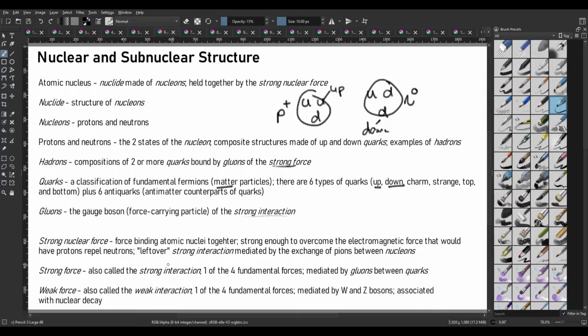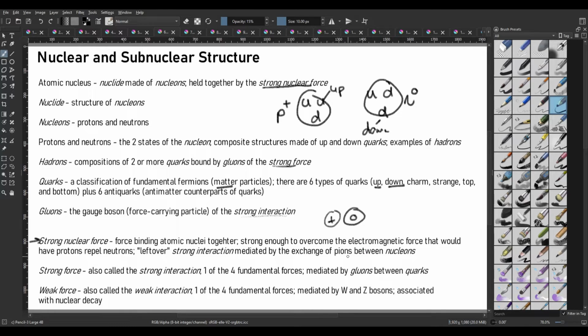But first thing we need to talk about is the strong nuclear force, which is what holds together, remember, the atomic nucleus up here. It's going to be the force binding the atomic nuclei together. It importantly is strong enough to overcome the electromagnetic force that would have protons repel each other. So let's think about that part for a second. Like charges are going to repel, opposite charges are going to attract. That's Coulomb's law right there. That's basic electricity and magnetism. But why do a positive charge and a neutral charge stay together? Why don't they repel each other?